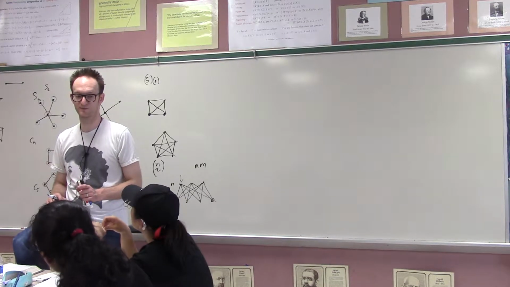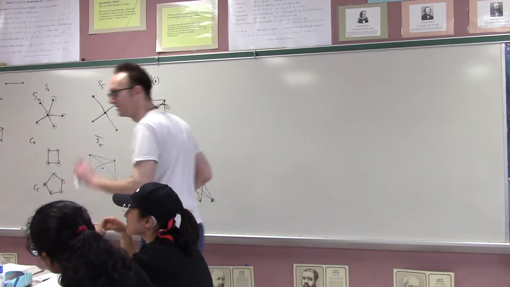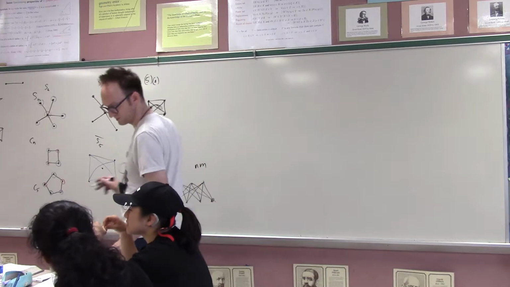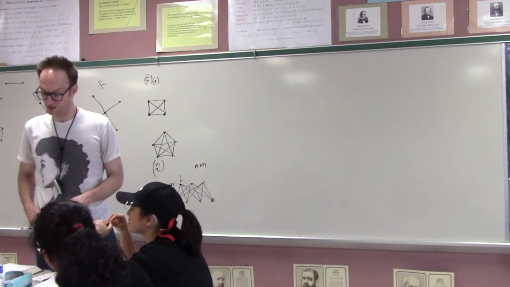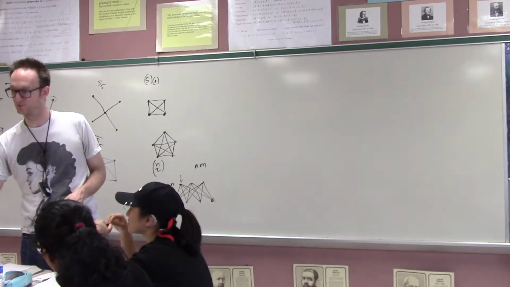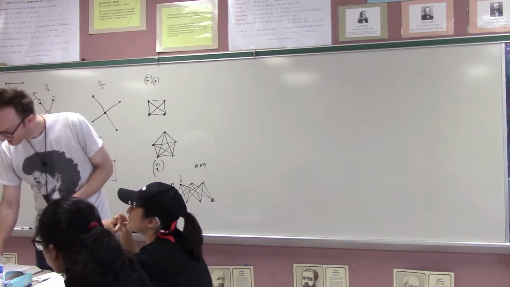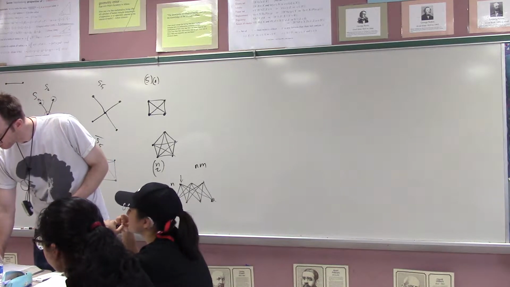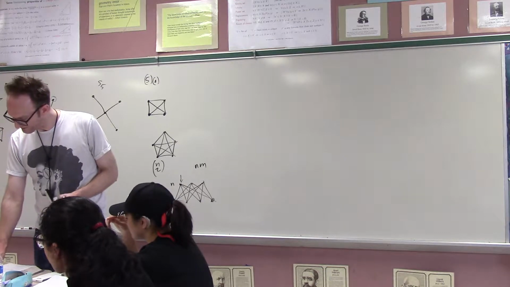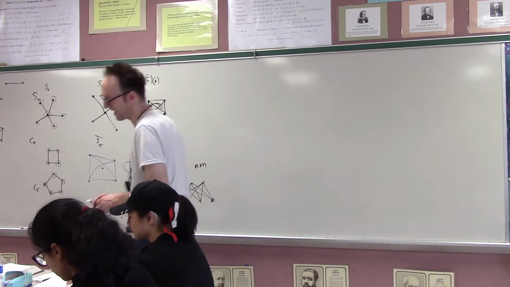Want me to say that again? The sum of an odd number of odd things is odd. Did I do that right? Yeah. Because odd times odd is odd. Wait, hold on, let me write this down a little bit more clearly. This is number 8. Prove that no graph can have an odd number of vertices with odd degree.